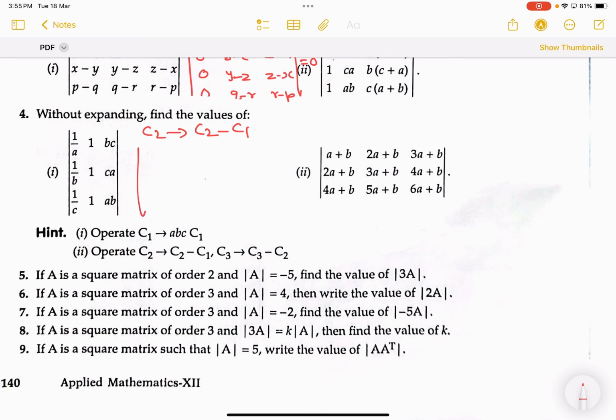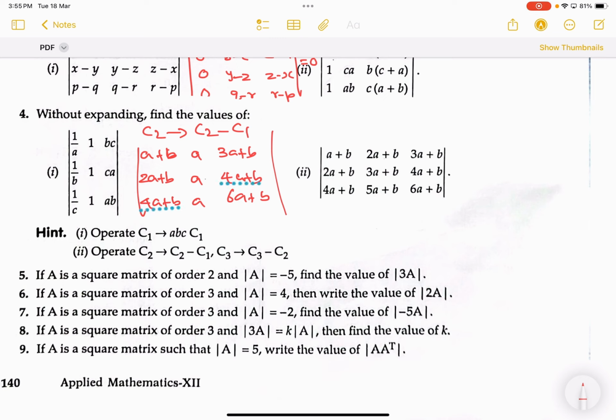So what will happen? A plus B becomes A, everything becomes identical, it will become A. Here A, here also A. So this is 2A plus B, 4A plus B, and here 3A plus B, 4A plus B, 6A plus B.